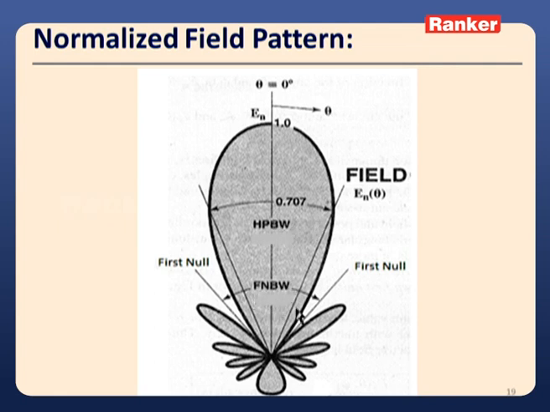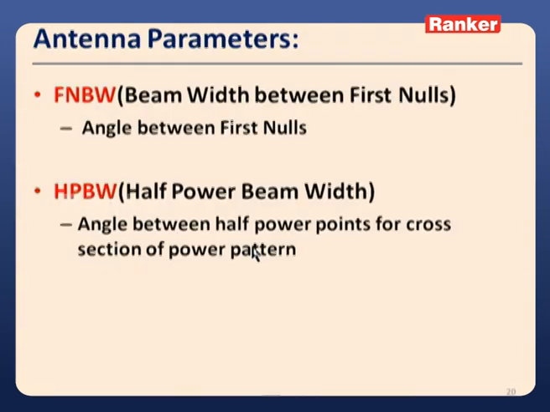So simply from this normalized power pattern, we can obtain these two parameters that were explained here. FNBW is nothing but the beam width between first nulls, that is the angle between two nulls that are observed adjacent to our major lobe, called the first nulls. And half power beam width is nothing but the angle between the two half power points for the cross sectional view of our power pattern. So these are two important parameters we are supposed to observe.